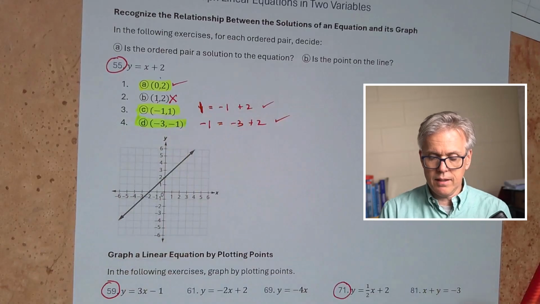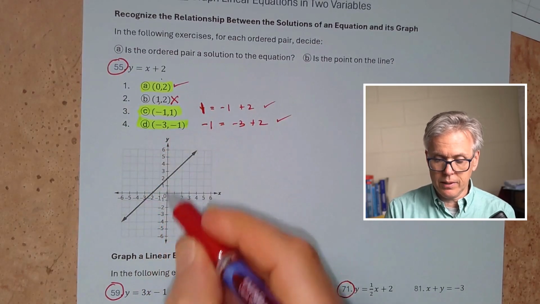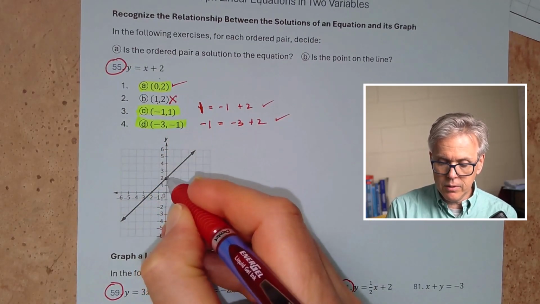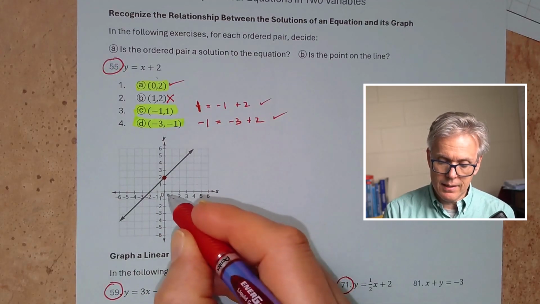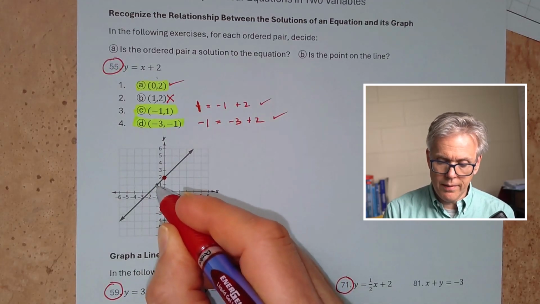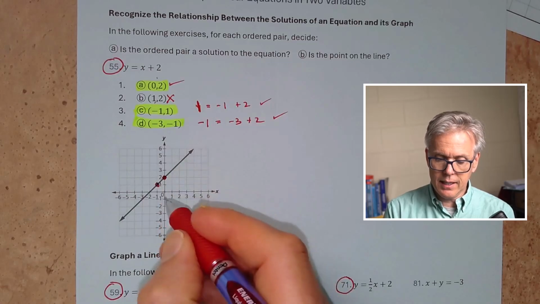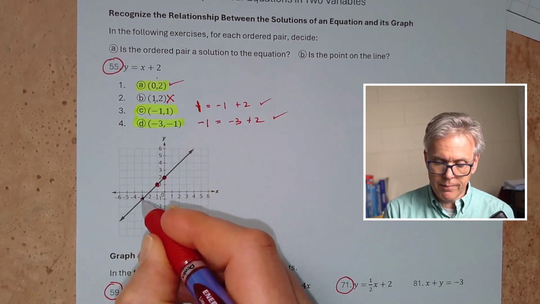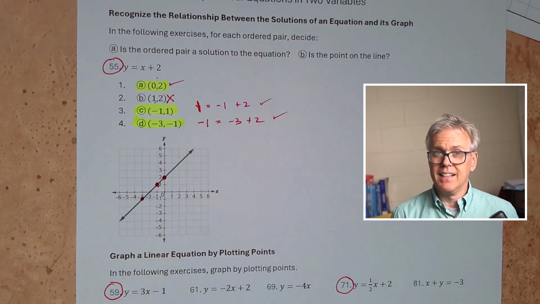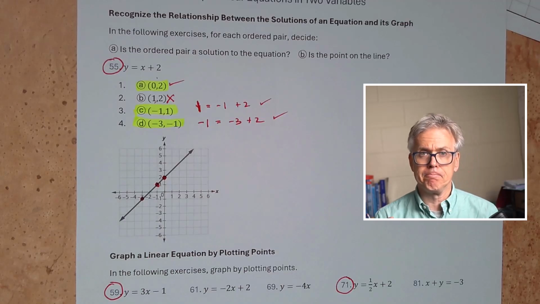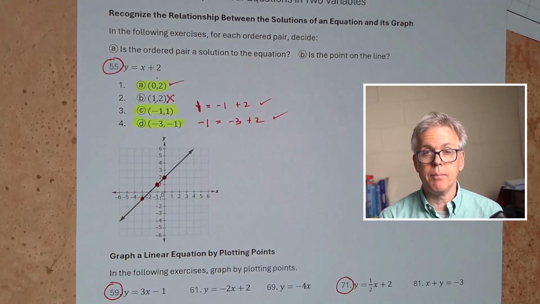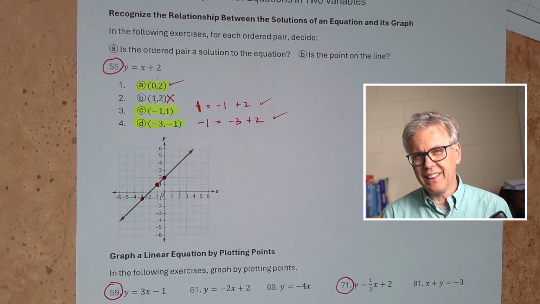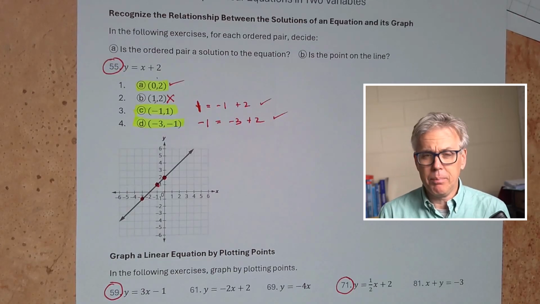And so the question is, are these points on the line? So here's the graph of the line. 0, 2 is right there. It's on the line. How about negative 1, 1? That's on the line. And then negative 3, negative 1. Yep, right there. That's not a coincidence. When a point is a solution to the line, it will necessarily be on the line.